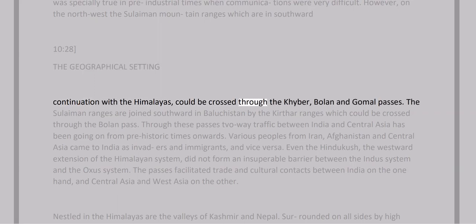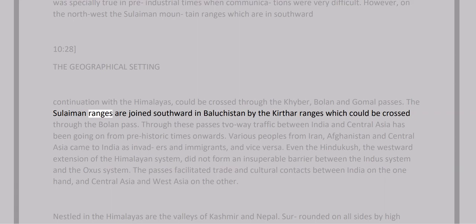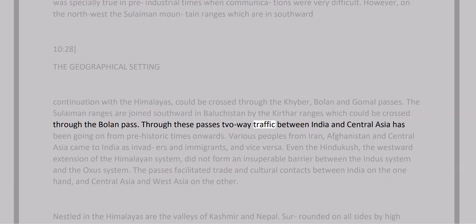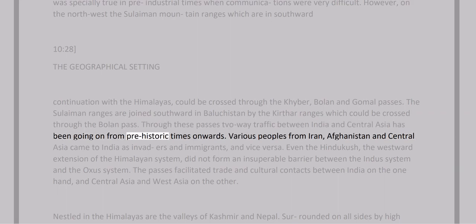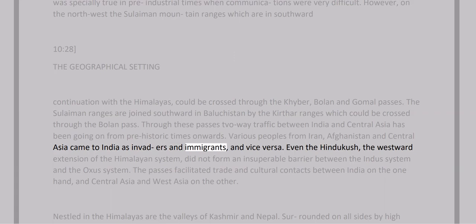In continuation with the Himalayas, they could be crossed through the Khyber, Bolan and Gomal passes. The Sulayman ranges are joined southward in Balochistan by the Kirthar ranges which could be crossed through the Bolan Pass. Through these passes two-way traffic between India and Central Asia has been going on from prehistoric times onwards. Various peoples from Iran, Afghanistan and Central Asia came to India as invaders and immigrants, and vice versa.